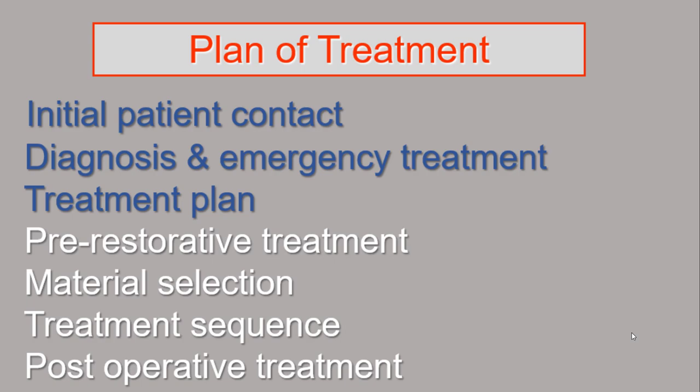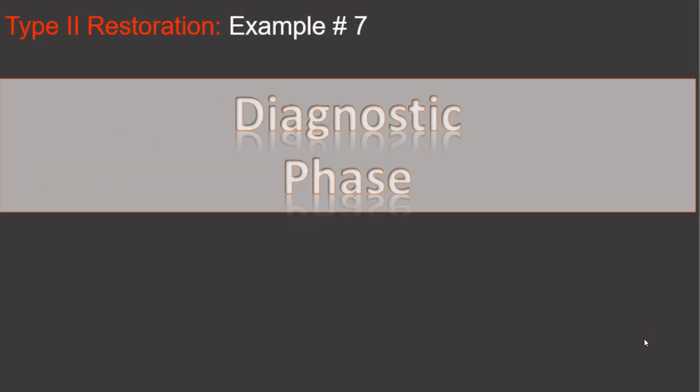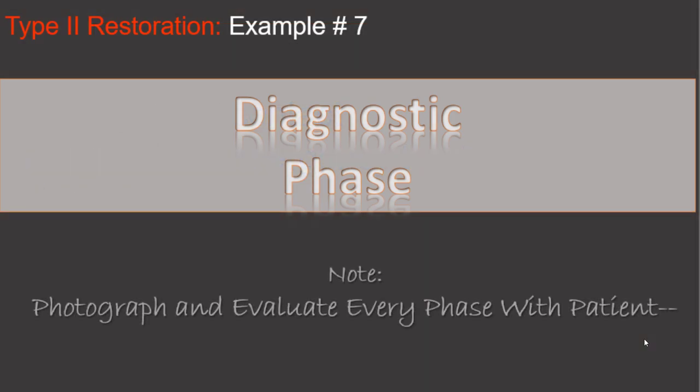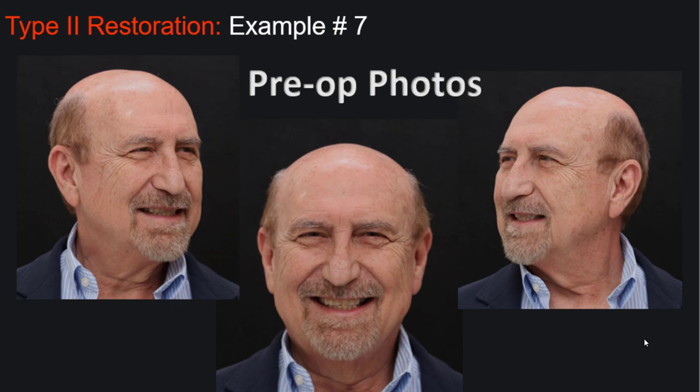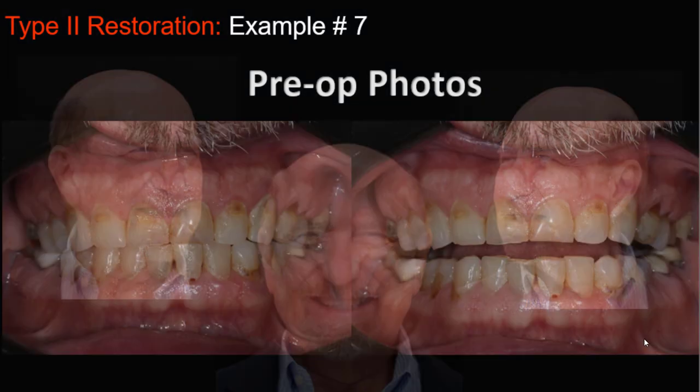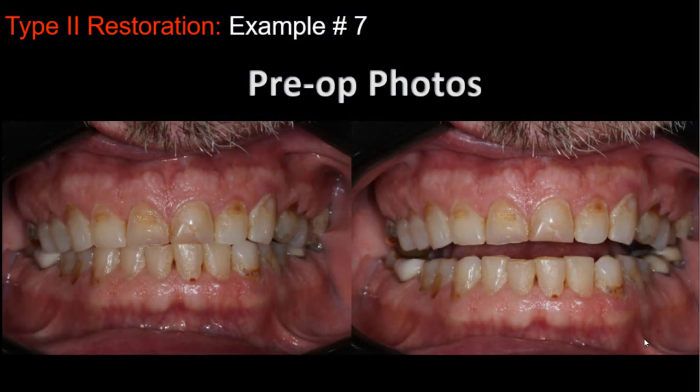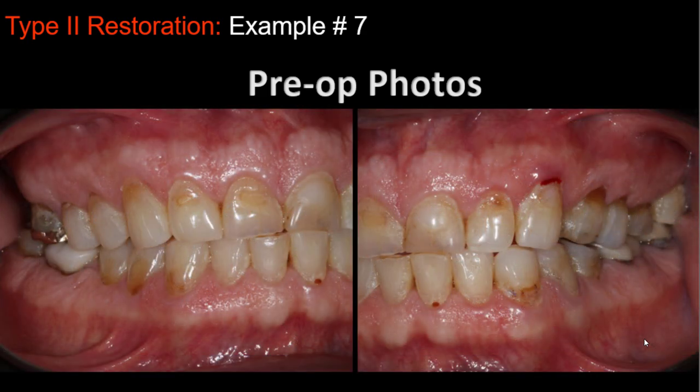It all boils down to these simple steps, and I call it the plan of treatment. So: initial patient phase, diagnosis, emergency treatment plan, which are really the first phases. This is what I call our diagnostic phase, and in every phase we like to take lots of photographs. We use those photographs to show the patient, but we also use them to do our diagnosis. I'm doing my diagnosis in front of my patient, so I'm doing everything simultaneously. We're learning together and talking about things.